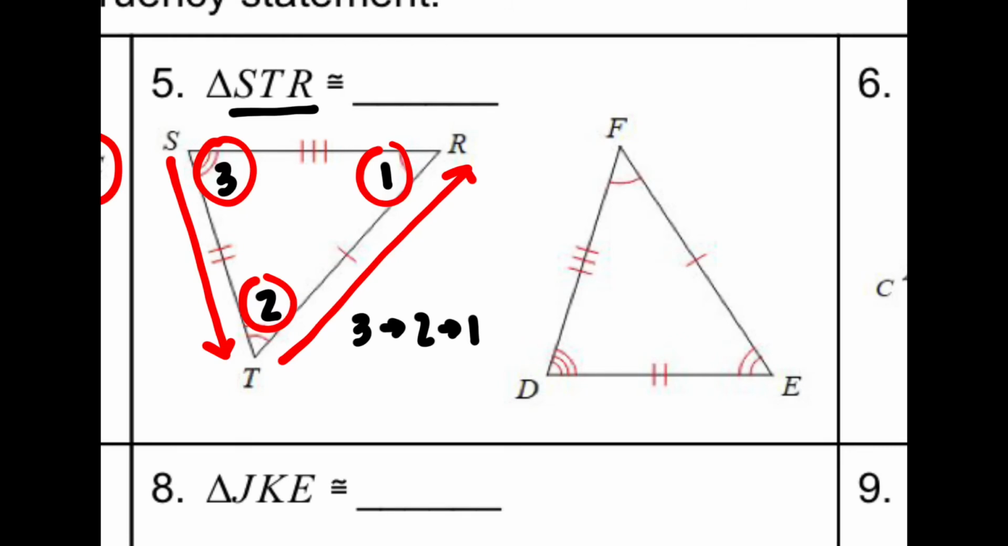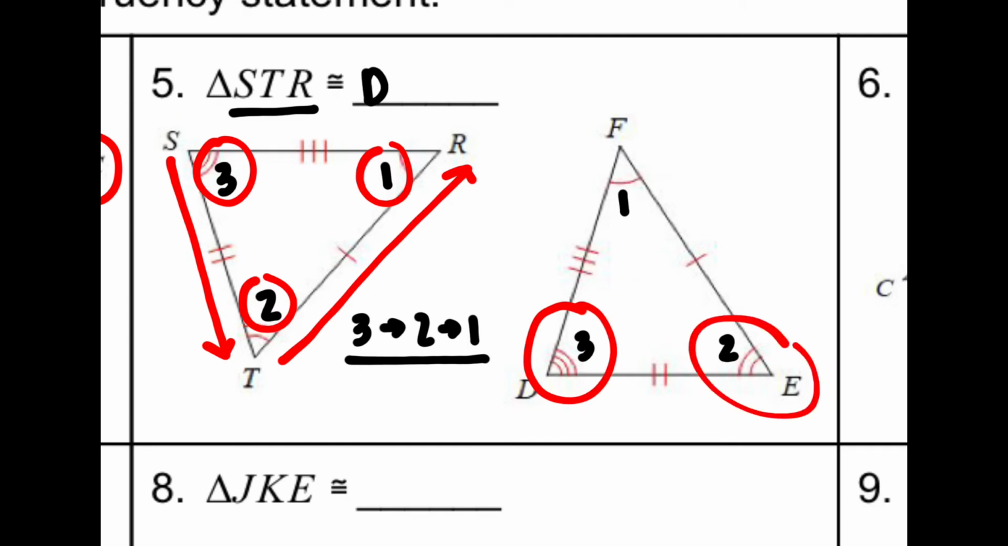Now in the second triangle, I'm going to label the markings as well. F has 1, D has 3, and E has 2. Remember, we want to go in the order from 3 to 2 to 1. So I start at 3, which is D. I go to 2, which is E. And I end at 1, which is F.